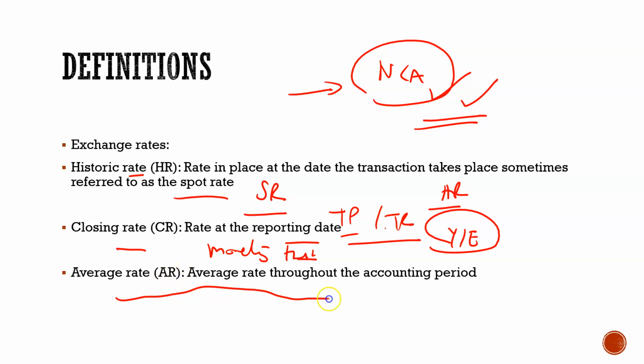And of course, the average rate deals with how I deal with transactions that are happening throughout the whole year. So in my income statement, this is where this really applies. In my income statement, I am buying and selling goods throughout the whole year from a range of suppliers.